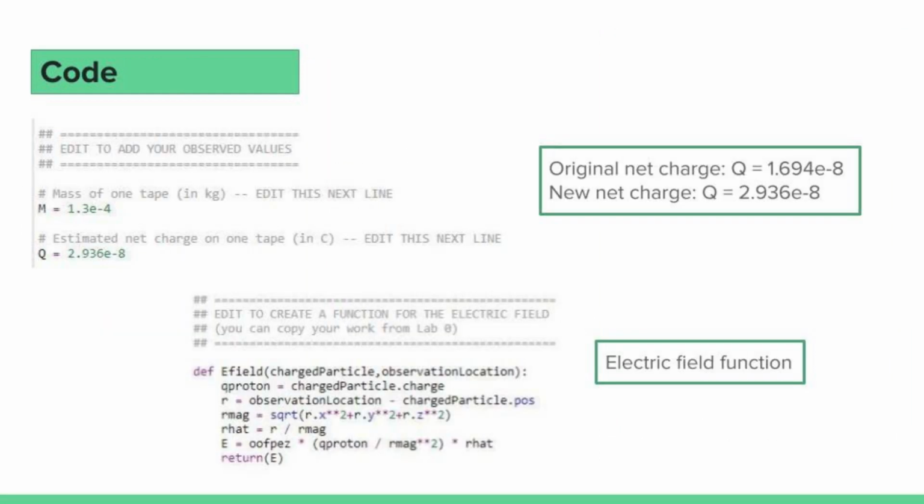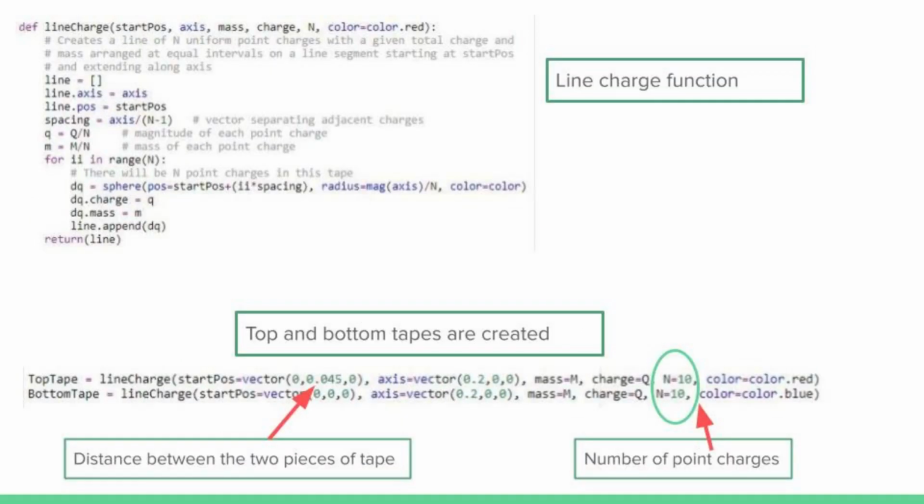Now on to the computational model. The first values I had to add to the code were the calculated mass and the estimated net charge. The net charge was changed from the value found in the calculations to a new value to make sure the electric force and gravitational force were equal. I created a function for the electric field that would be calculated at each of the point charges. The top and bottom tapes are defined by line charge functions that create small spheres to represent each charge.